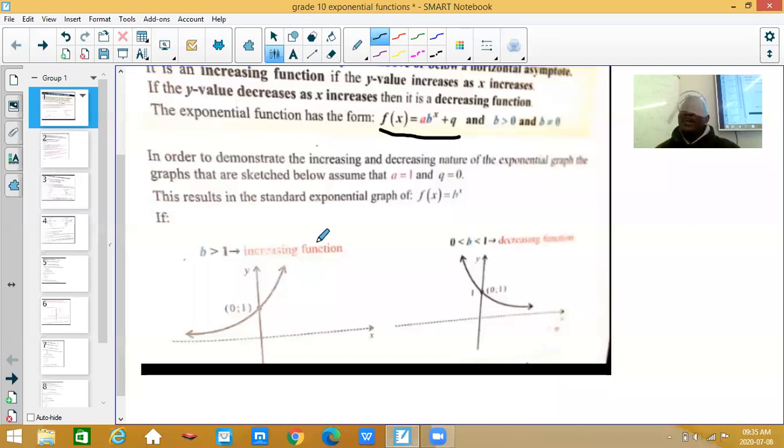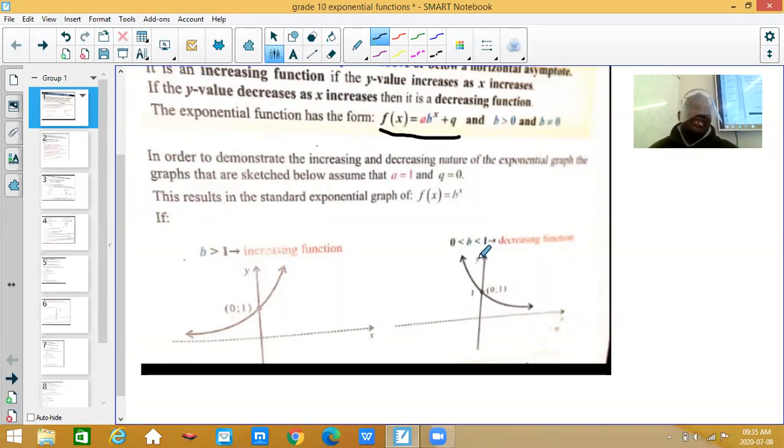On a decreasing function, that is if b is a fraction between 0 and 1. If b is greater than 1, it can be any number greater than 1, not equal to 1. Now here, if b is a fraction, if it is a half, 1/3, 1/4, whatever, as long as it is a number between 0 and 1.